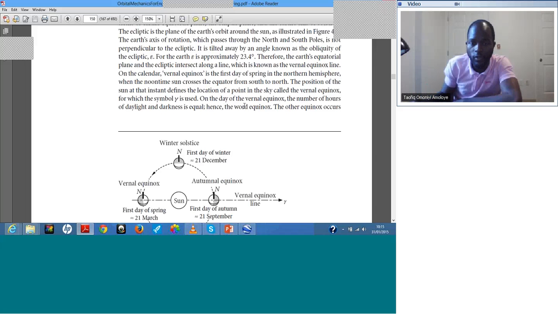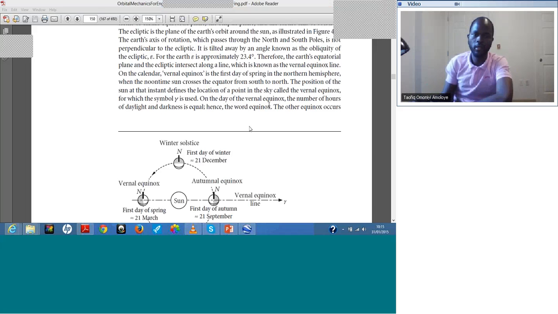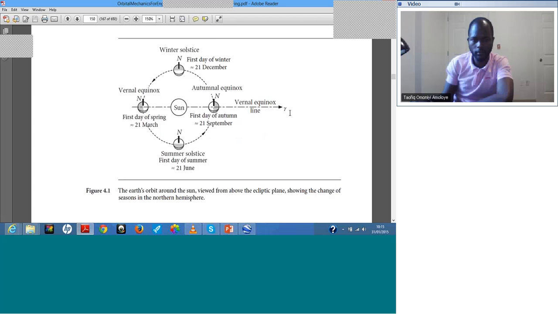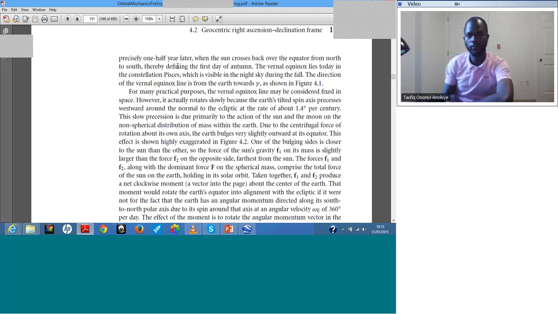And because on the day when the ecliptic and the equatorial plane coincide, we have an equal number of hours for day and night, that's why the name equinox arose. The other equinox occurs precisely half a year later.